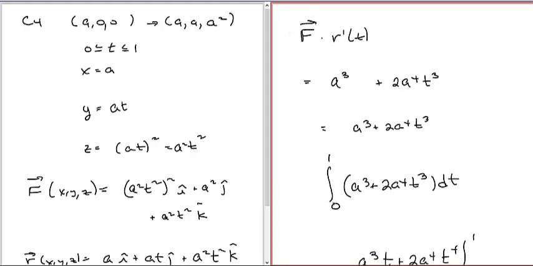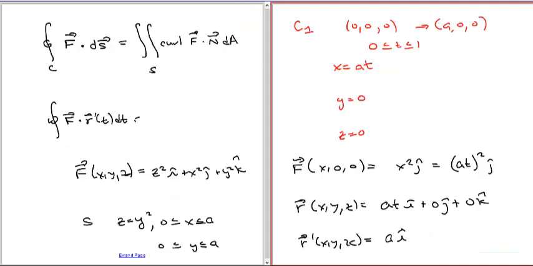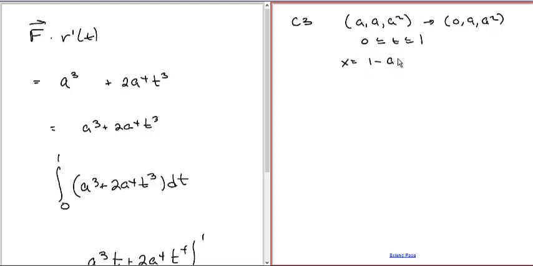Okay, so we're moving on to the next curve. What are we going to do next? So we did 1, 4, so curve 3. That goes from a comma a comma a squared to 0 comma a squared. So we get x is equal to, let t go between 0 and 1 again. So we have 1 minus a, a minus at or something like that.